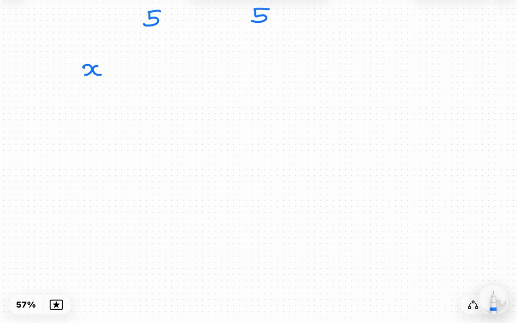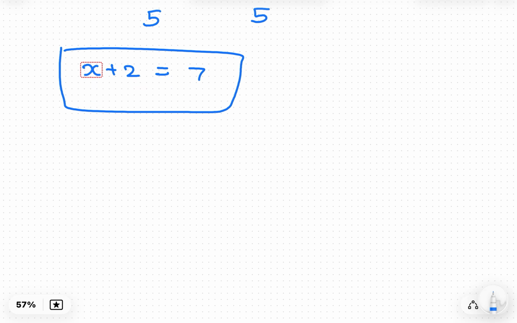But what is an algebraic equation? If I say x plus 2 is equal to 7, this is an algebraic equation. x plus 2 equals 7. This is called an equation where the left hand side expression is equal to the right hand side expression.